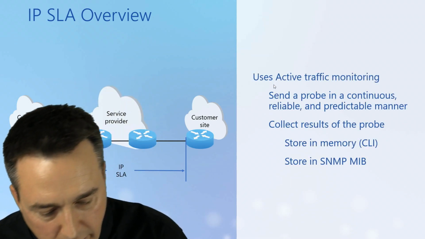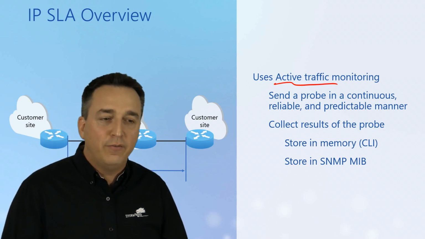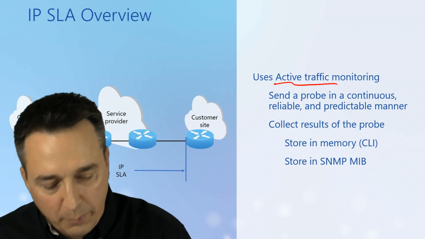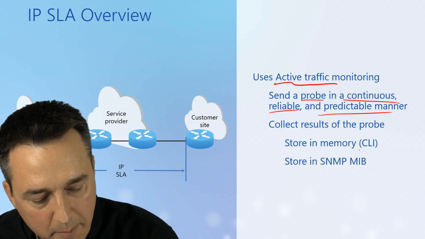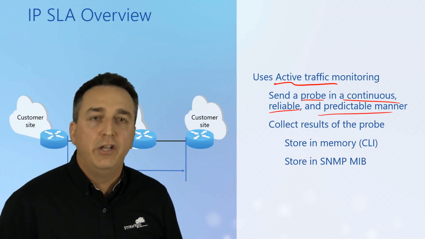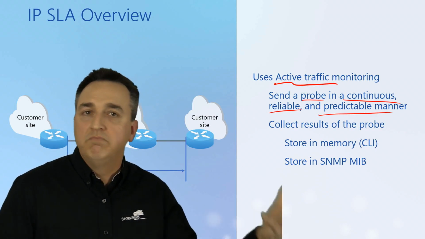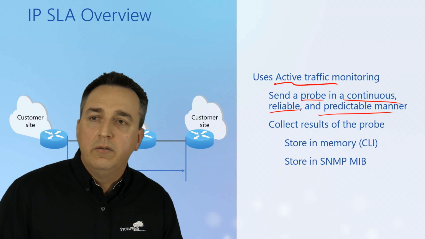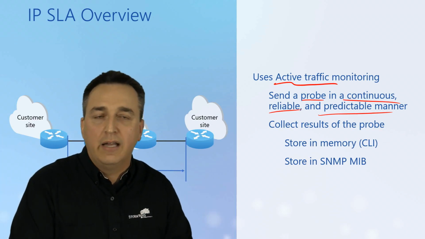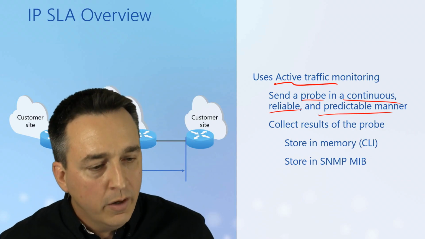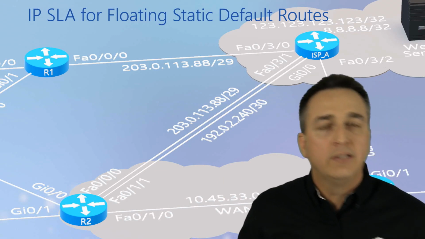What does it use? It uses, folks, active traffic monitoring. Basically, you're sending a probe in a continuous, reliable, predictable manner. Then you can collect the results locally within memory on the device, or you can store them in an SNMP management information base variable, and then have the SNMP server collect that information at the polling interval.